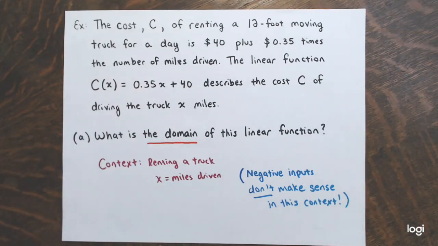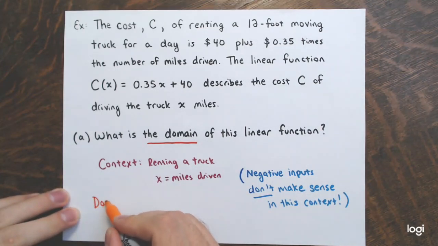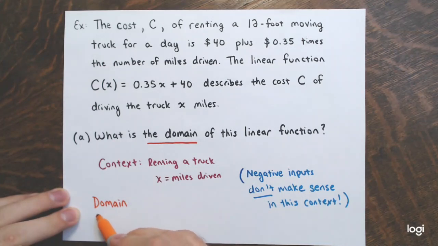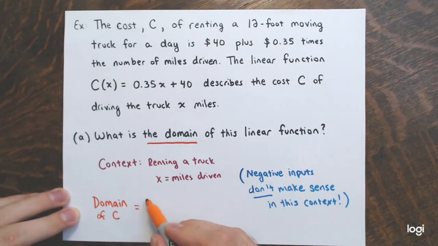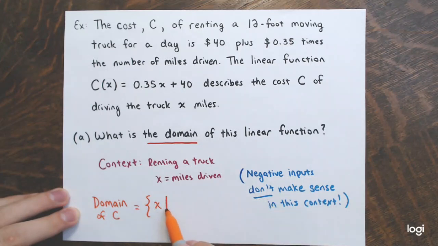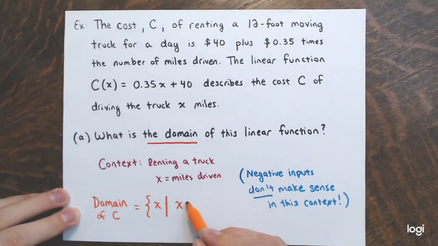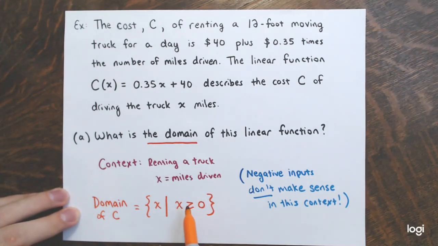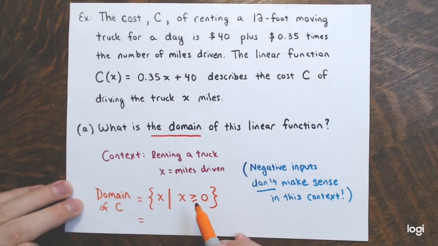So in the context of this particular problem, I would say that the domain of this function c is, I can plug in any x I wish. Again, domain talks about the inputs. The input is the variable x here, such that, with a little bar separating, then the conditions. I can plug in any x I want as long as x is greater than or equal to 0, or you could write out the words: as long as x is non-negative.